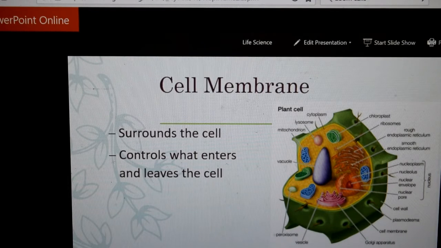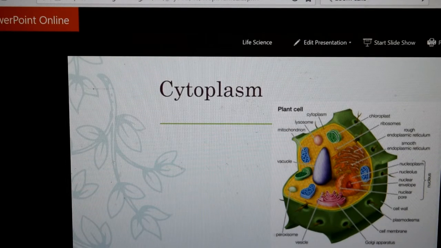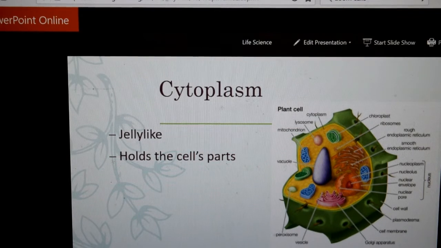The cell membrane does a lot of the same things. It surrounds the cell. It controls what enters and leaves the cells. So very similar to the animal cell. The cytoplasm in a plant is the same thing. It's jelly-like, like a liquid, and it holds the parts of the cells. So I told you this was going to be fairly similar to the animal cells.